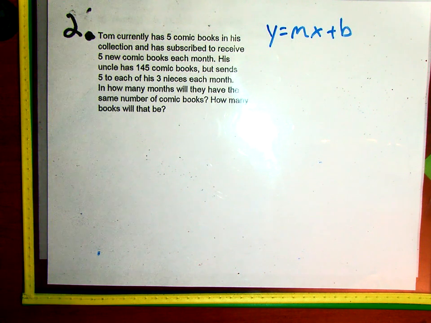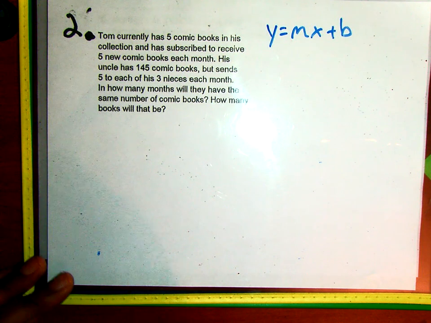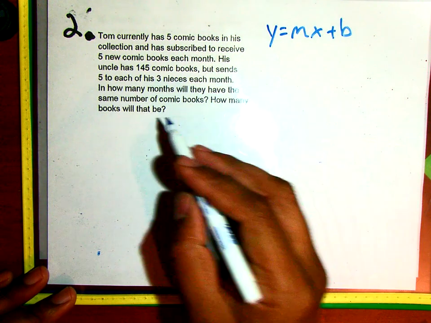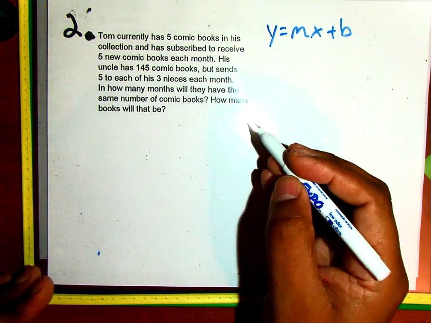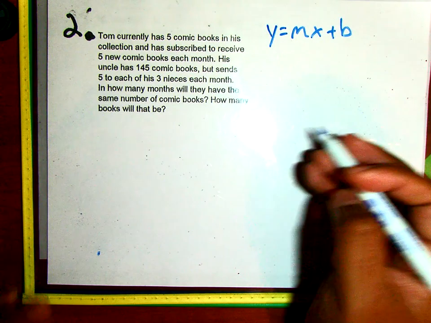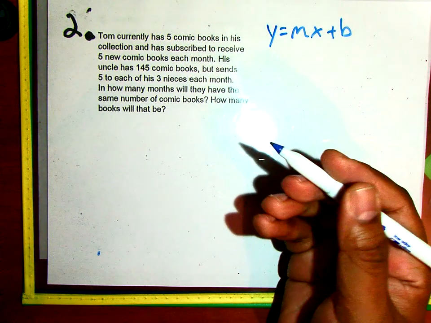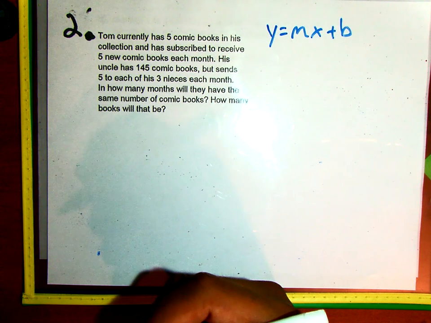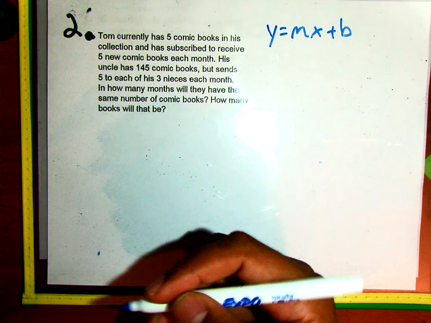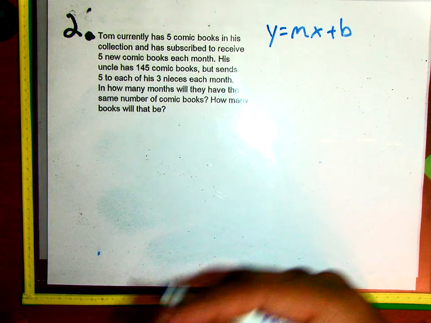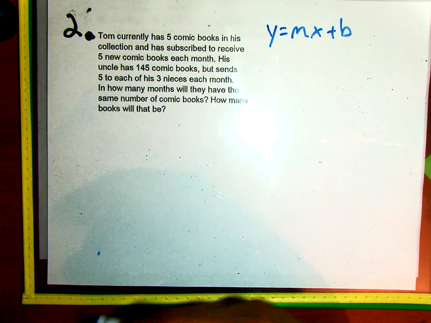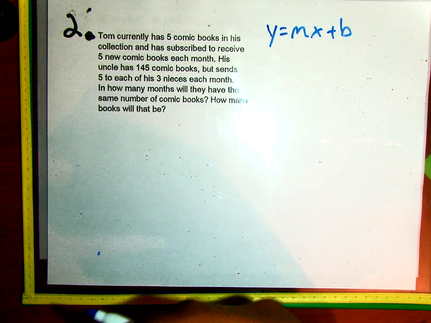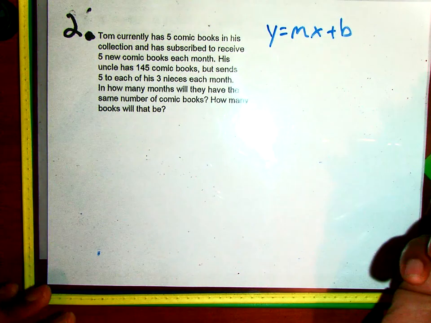All right, so in how many months will they have the same number of comic books, and how many books will they have? So we want to figure out the number of comic books and how many months it would take to get there. So the months is independent, and the amount of books you have will be the dependent. So we're going to make both of those equations there.